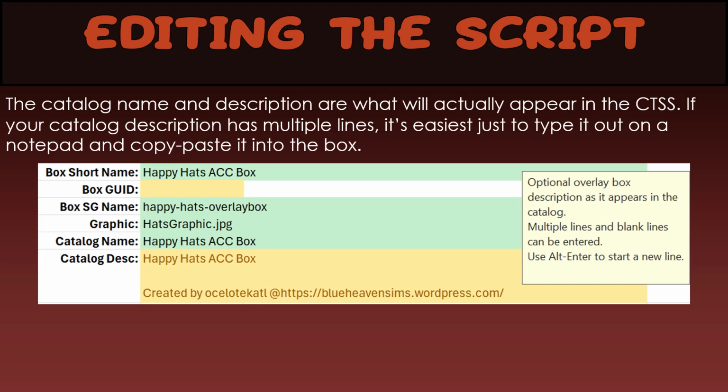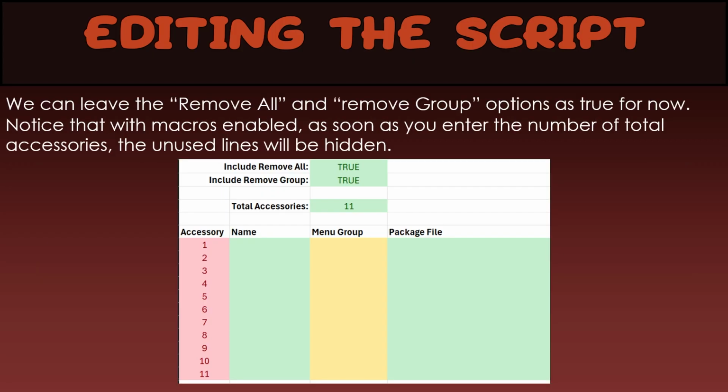And then the catalog description, we can basically enter the same thing. If you want to add your own little personal note, as I did here, if you want it to do multiple lines, it's best to just write it out on Notepad, copy it, and then paste it into the box here. But we'll look at that later. Then we leave the remove all as it is. If we want a remove all option in the pie menu, we just leave that as true. And if we're using groups, if we have menu groups, then we just leave that as true as well.